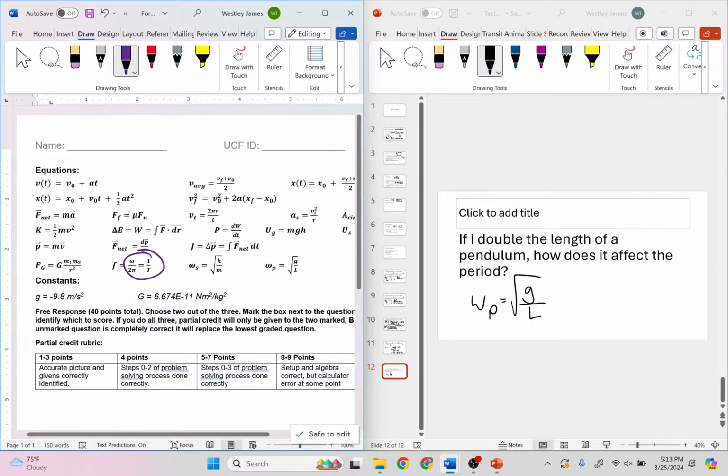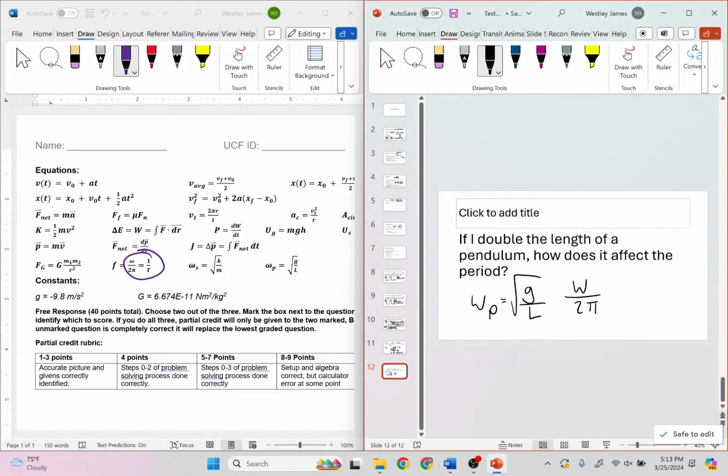Angular frequency over 2 pi equals 1 over T. So you kind of rearrange this, and I need to rearrange it for omega. Omega equals 2 pi over T. So there's a couple of steps in this, so this is like the worst case scenario. But it's still the same exact thought process: can I make an equation that relates one to the other? In this case, we just have to rearrange things to make it happen.